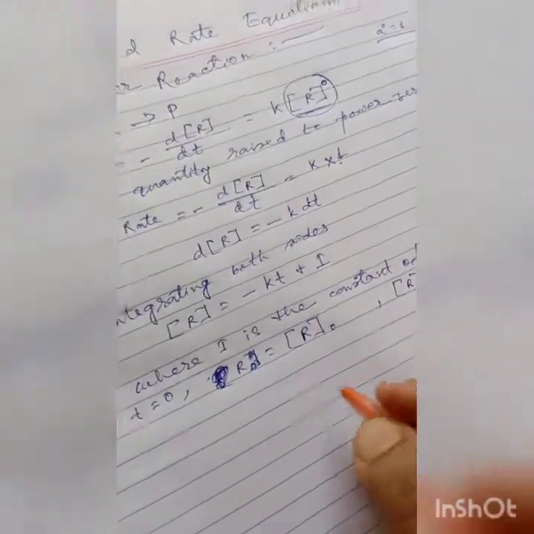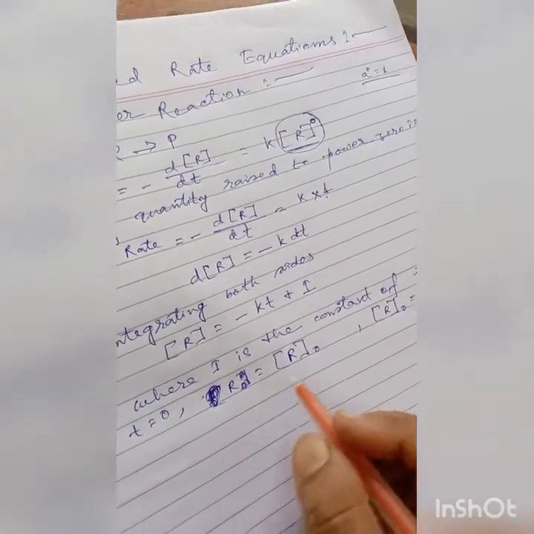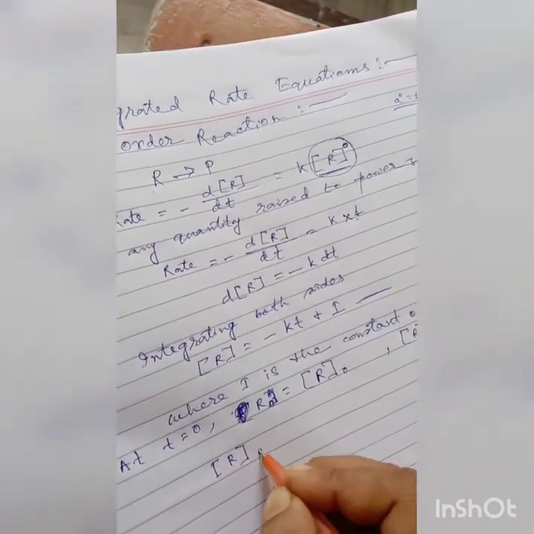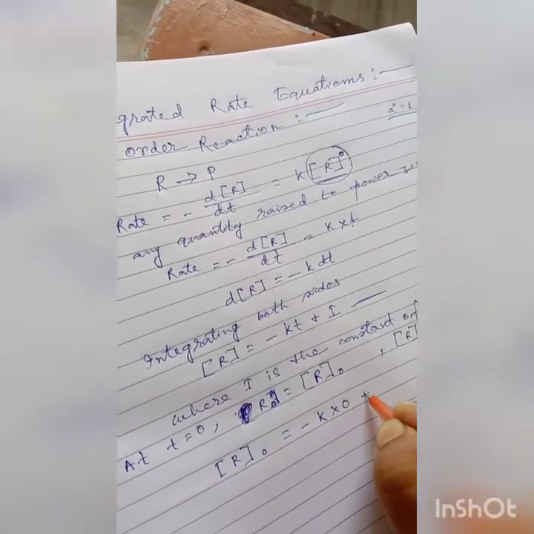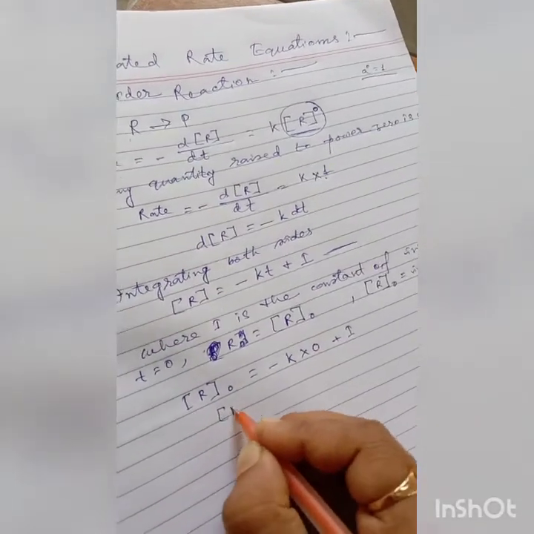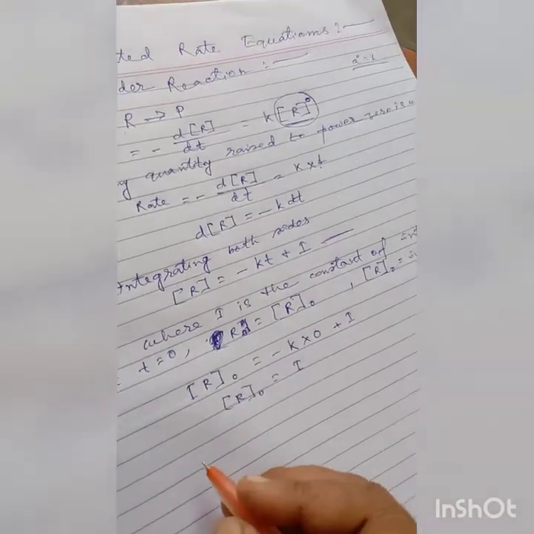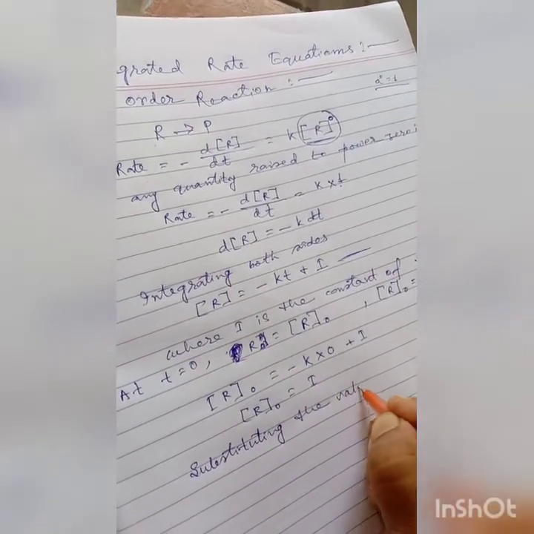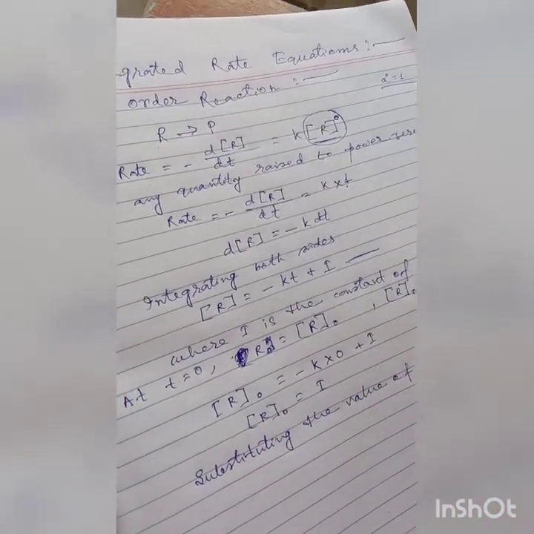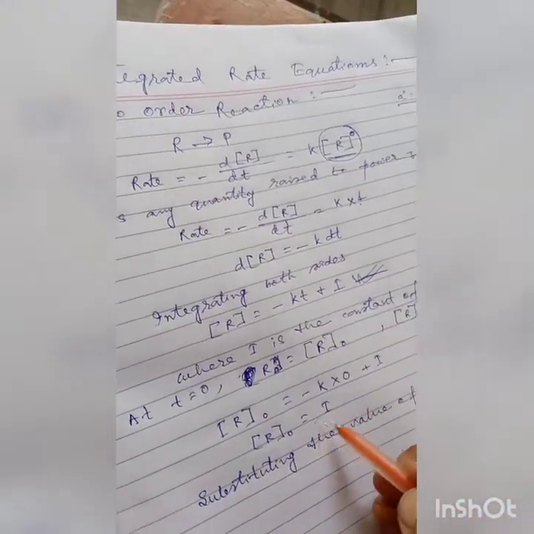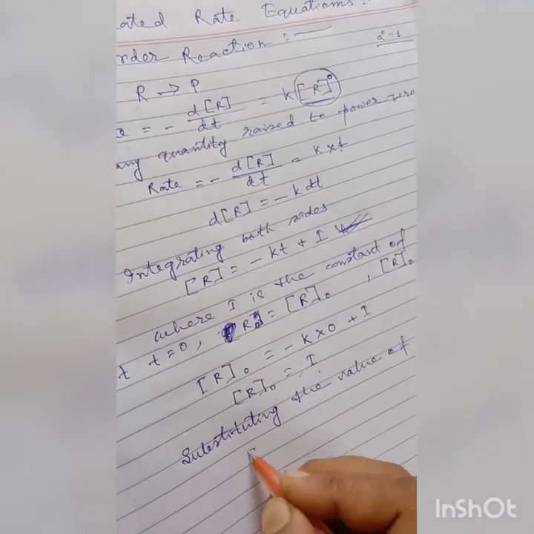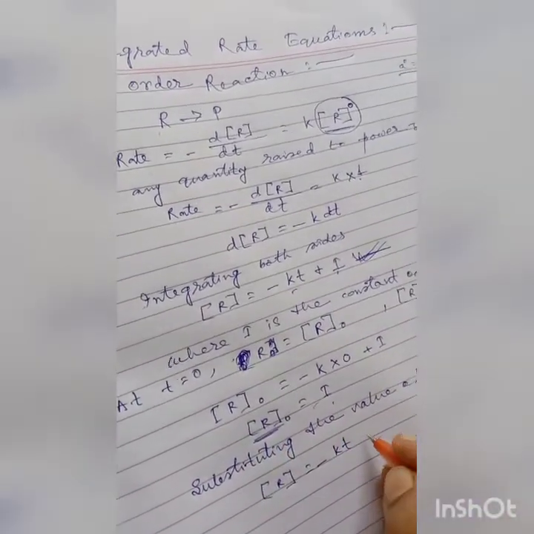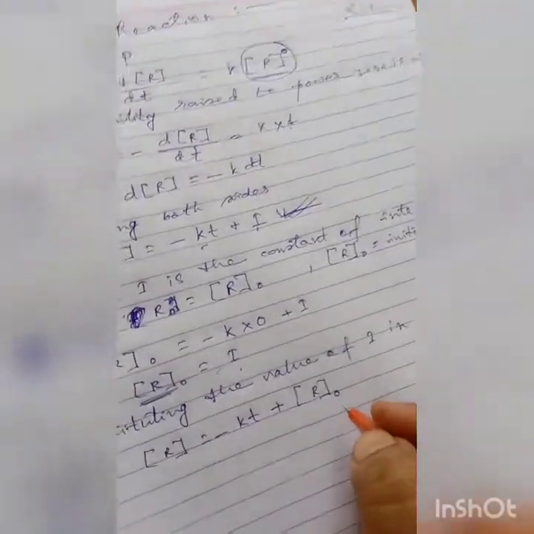Now substituting this value in this equation, we get R0 equals minus k into 0 plus I. So R0 equals I. Now substituting this value of I in this equation, in place of I we put R0, and we get R equals minus kt plus R0.